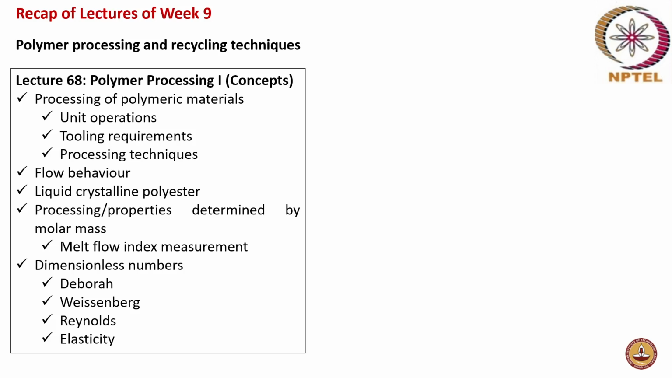And then liquid crystalline polyester was discussed. And then processing and properties determined by molar mass. What is the melt flow index measurement? And what are the different dimensionless numbers associated with polymer processing? Like you have your Deborah number, Weissenberg number, and then Reynolds number, and then elasticity number. So these were all discussed in polymer processing 1.